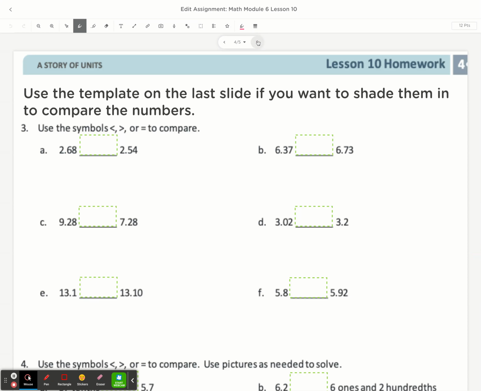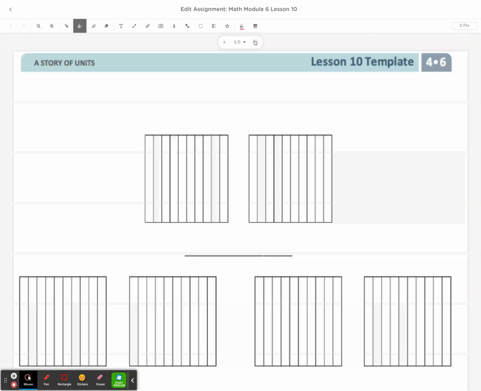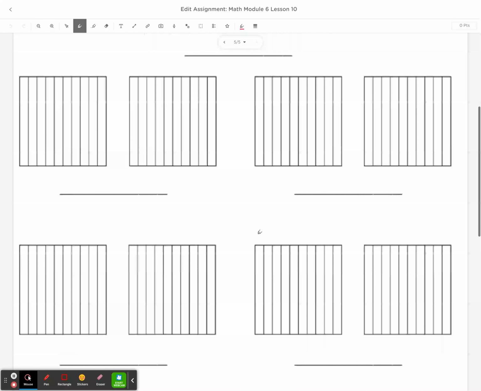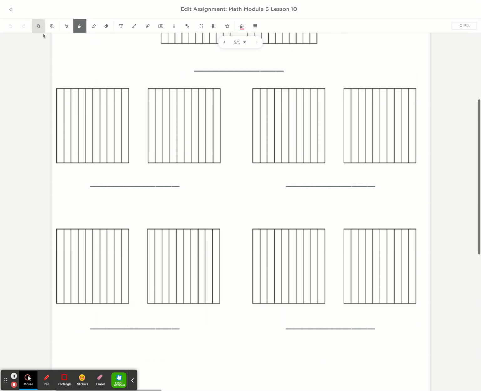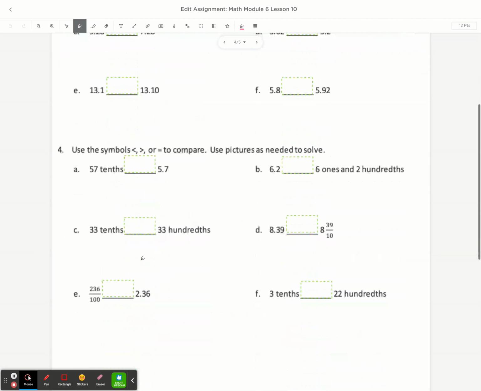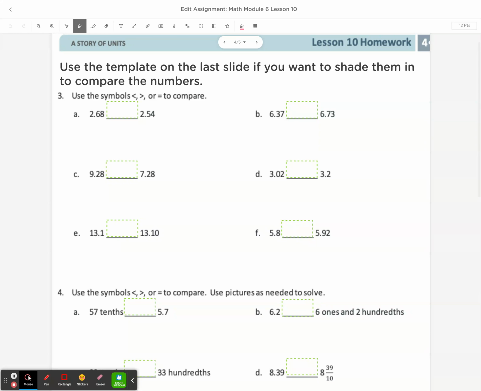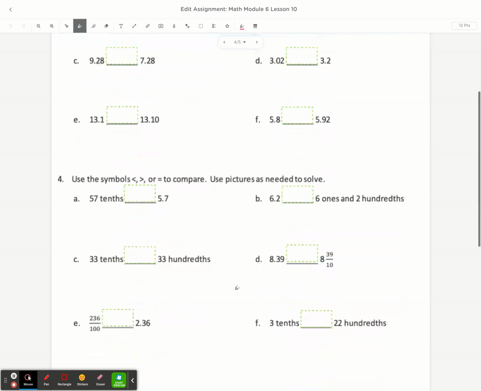So if you guys look at the homework slides, which is slide 4, I think it's just slide 4. Yeah, slide 5 is a template. So here, you guys can shade in the area models on slide 5 if you need to use the area models to help you compare the decimals on slide 4. But basically on slide 4, you do not have to draw a picture if you don't want to. You do not have to use the templates on slide 5 if you do not want to. You just have to compare the numbers by typing greater than, less than, or equal to compare them.